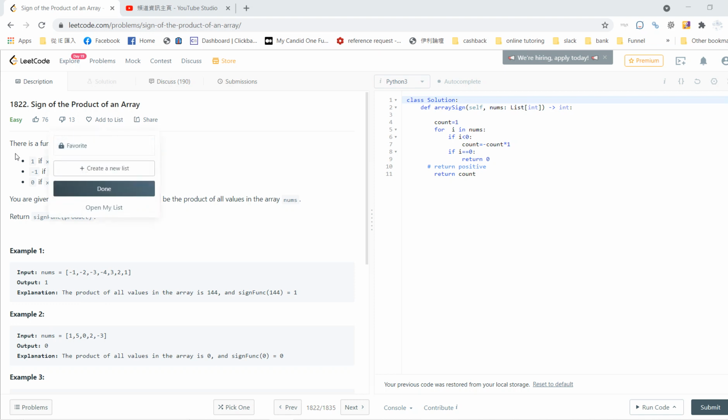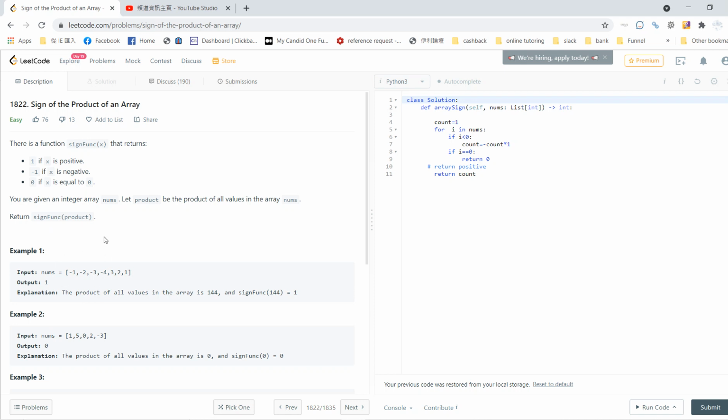So this one is a very easy one. There is a sign function, right? If x is positive, you return 1, negative, you return -1, and for 0, you return 0. You return the sign of the product. Let product be the product of values in nums, and then you return the sign function.